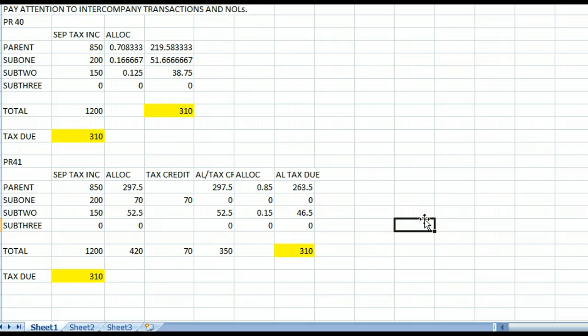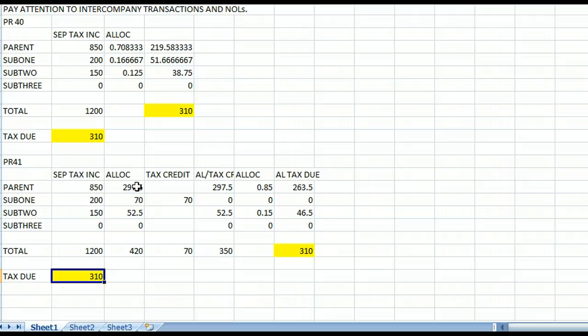Okay. So in problem 41, the difference is we had to compute our tax liability, which we did here. Then we applied any tax credit. We got the liability after the tax credit. Then we said what was each of the companies' share of this total of 350. Got a new allocation rate. Applied that back over here to the $310.